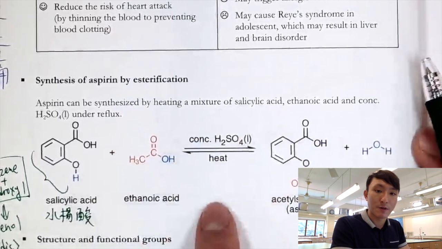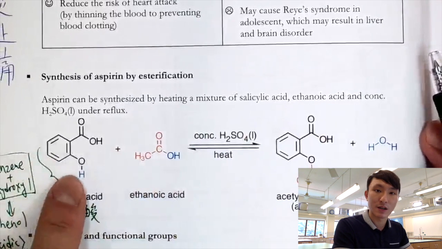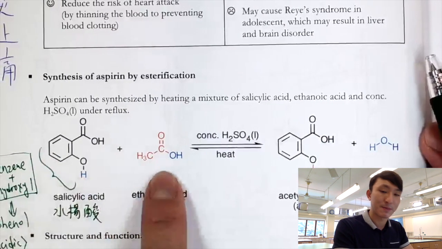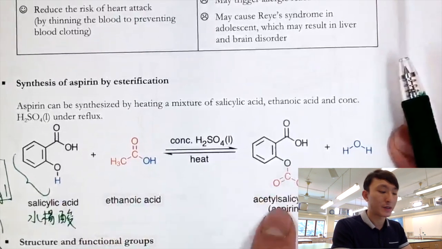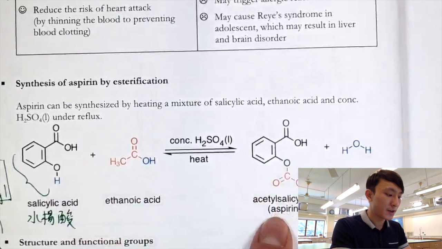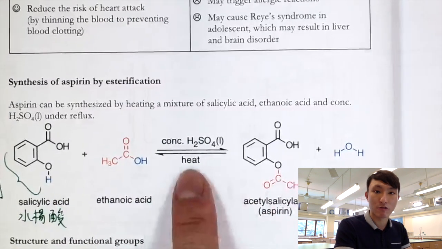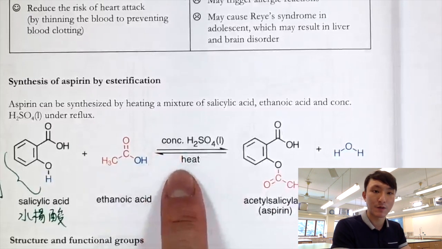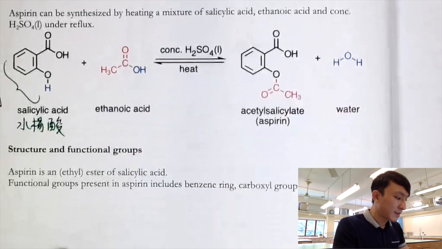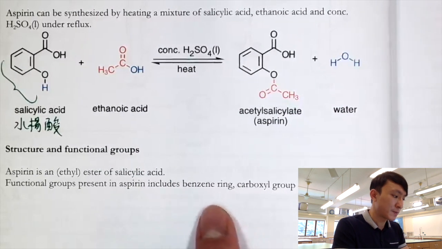Now this one you have learned before, it is esterification, where the alcohol and the carboxylic acid undergo esterification to form an ester. So you know aspirin is actually an ester. Don't forget that water is produced, it is a reversible reaction, concentrated sulfuric acid is the catalyst, and we have to heat it under reflux. Alright? So these are the functional groups present in aspirin. Make sure you notice that.